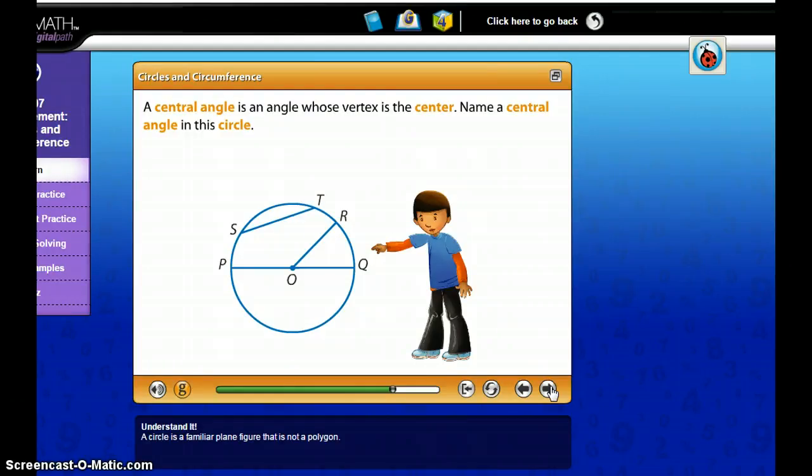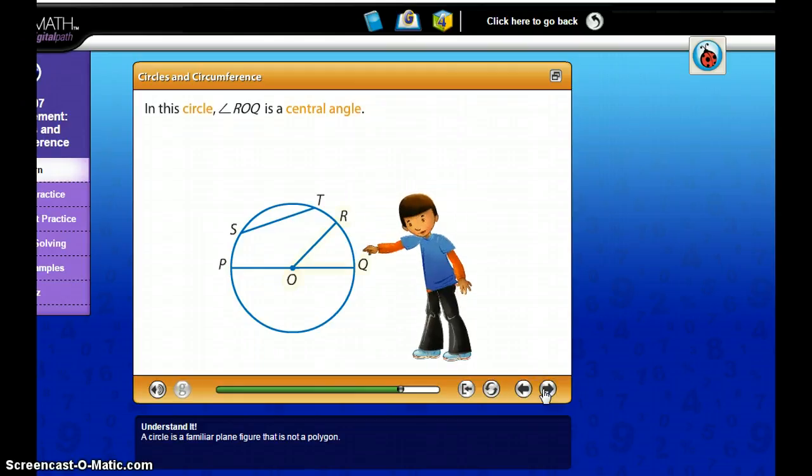Well, you have to either name an angle by just the O or put the 3 points, but the vertex has to be in the middle. Excellent. So if we were going to name this central angle, what would you call it, Kyle? Do the 3 points. Yes, angle ROQ, which is this angle right here. In this circle, angle ROQ is a central angle.